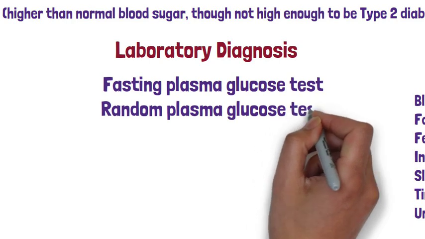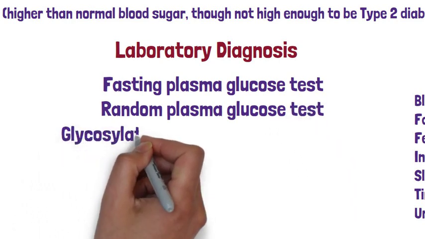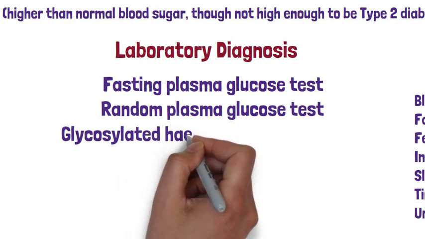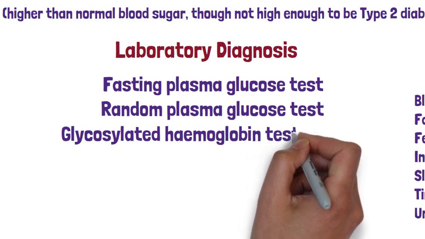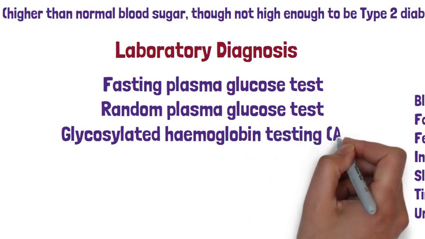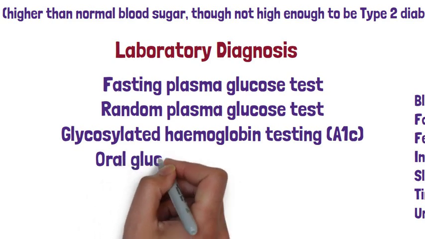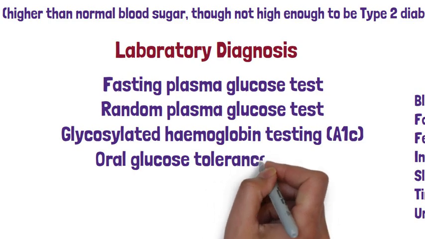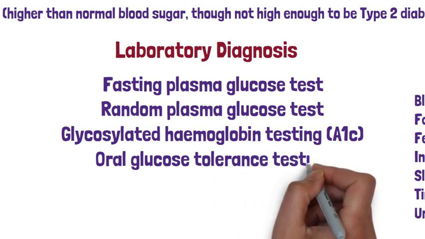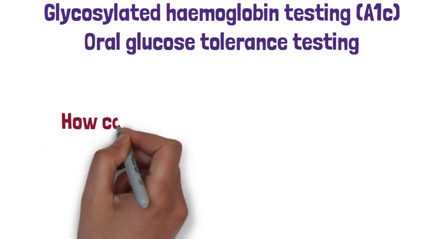The next test is the random plasma glucose test. This test can be done at any time without the need to fast. The next test is the glycosylated hemoglobin test, which measures your average blood sugar levels over 3 months. And the last laboratory test is the oral glucose tolerance test, which checks your blood sugar levels before and after you drink a sugary beverage. This test evaluates how your body handles glucose.